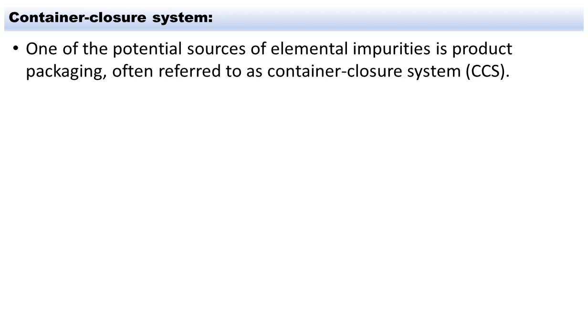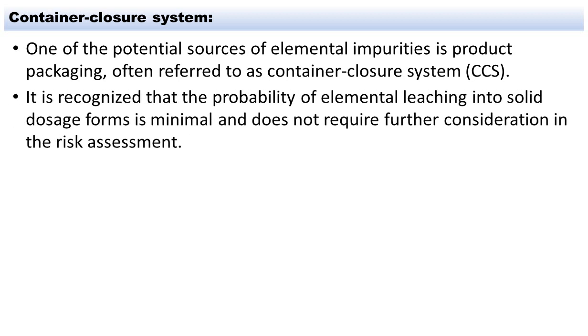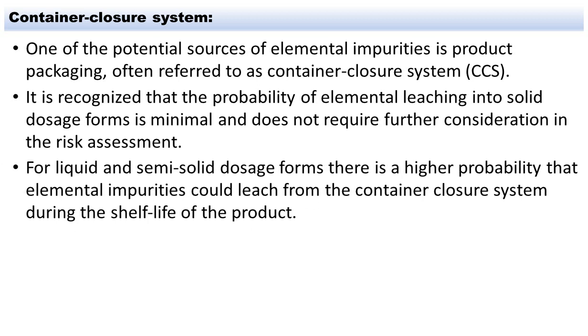Under container closure system, one of the potential sources of elemental impurities is product packing, often referred to as container closure system. It is recognized that the probability of elemental leaching into solid dosage forms is minimal and does not require further consideration in the risk assessment. For liquid and semi-solid dosage forms, there is a higher probability that elemental impurities could leach from the container closure system during the shelf life of the product.